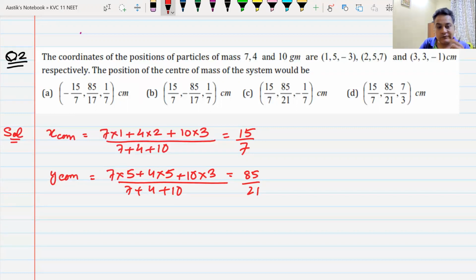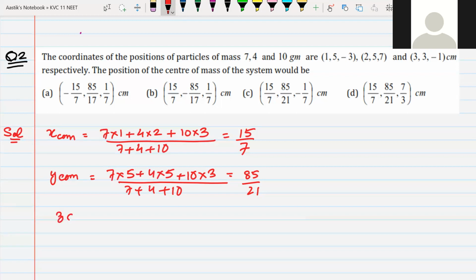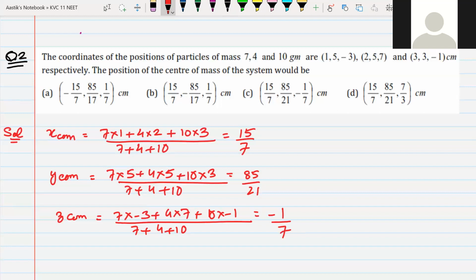Then you can find the z position of the center of mass. How do I find the z position of center of mass? I apply the same formula. First mass is 7 multiplied by minus 3. The second mass is 4 multiplied by z value, which is 7, plus third mass is 10 multiplied by minus 1, divided by 7 plus 4 plus 10. And I think the answer that we are going to get is minus 1 by 7.